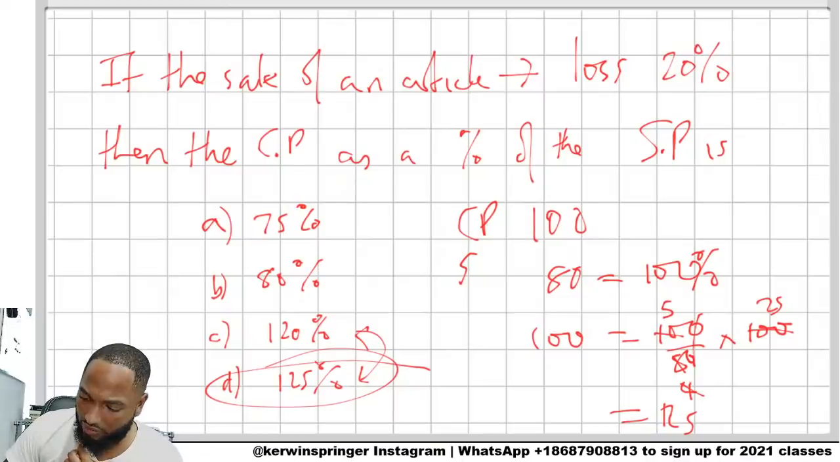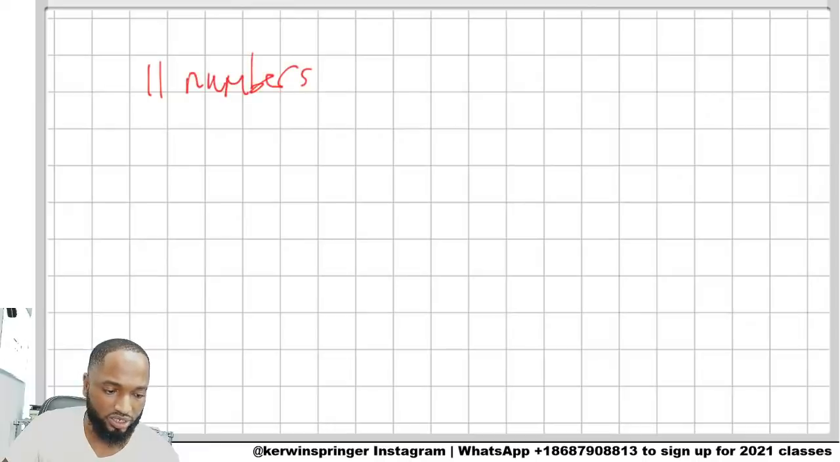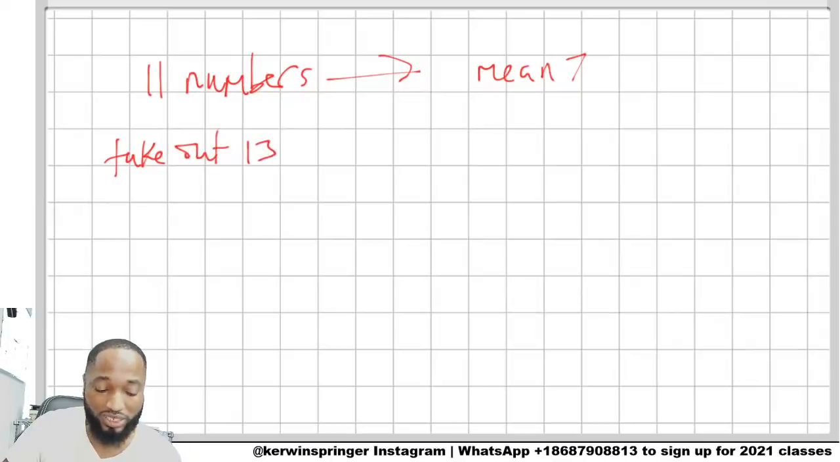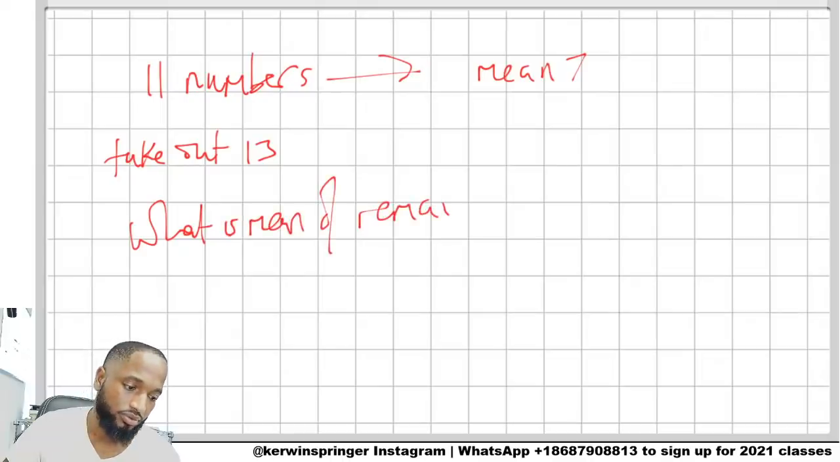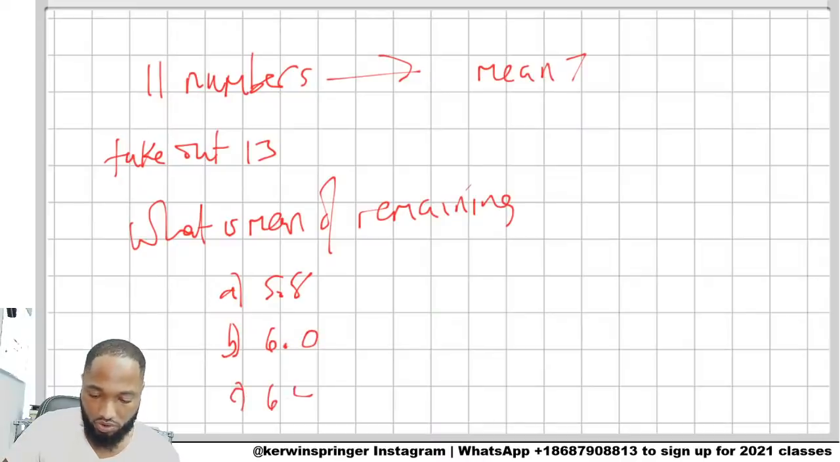The mean of 11 numbers is 7. One of the numbers, 13, is deleted. What is the mean of the remaining numbers? Students really struggle with this question. You have 11 numbers and the mean is 7. One of the numbers was 13 and you take out that number. These are your options: 5.8, 6.0, 6.4, 7.7.